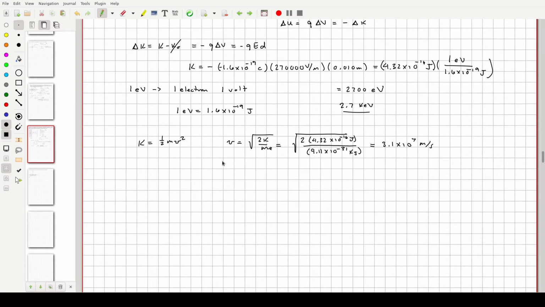So if I want to find out what percentage of the speed of light this is, the percentage would be the speed that I have divided by the speed of light, which is going to be 3.1 times 10 to the 7th meters per second, divided by 3 times 10 to the 8th meters per second. So when you do this, you're going to get about 10%.